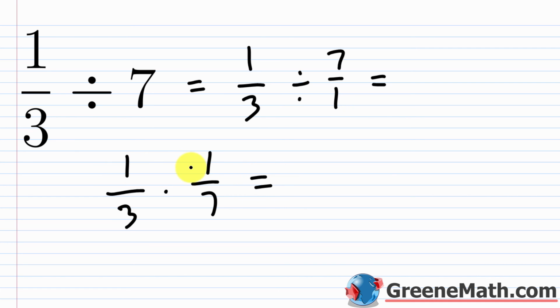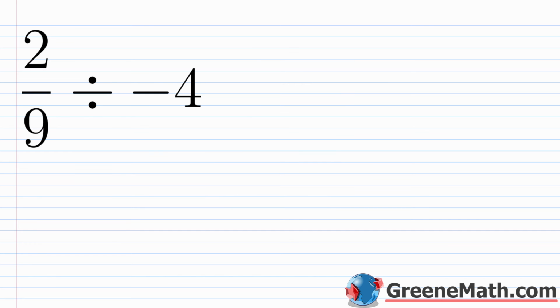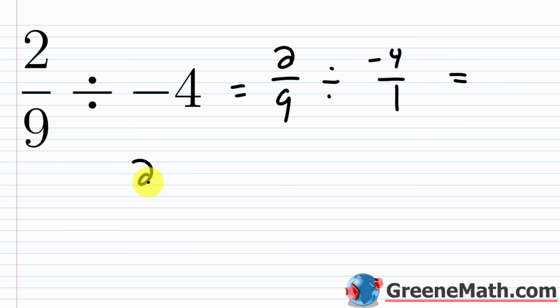Now we just multiply. Nothing to cancel here. So 1 times 1 would be 1 over 3 times 7, which is 21. So you get 1 over 21 as your answer. What about 2/9 divided by -4? Again, we can go 2/9 divided by -4 over 1. So this equals 2/9. The leftmost fraction is unchanged.